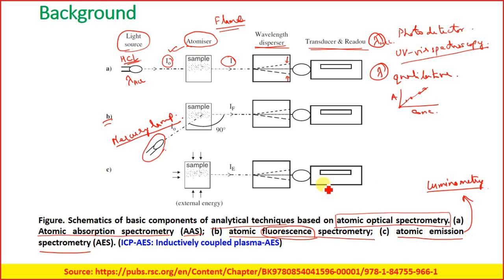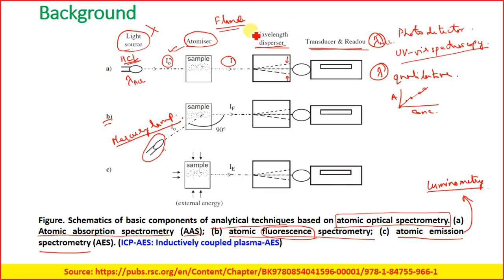Okay, so it is similar to that one. If you see, you have the sample on its own. There is no excitation source, no light source over here. In atomic emission spectrometry, you will just have this atomizer. Here also you can use the flame atomizer, and then whatever light is emitted from the samples is observed.